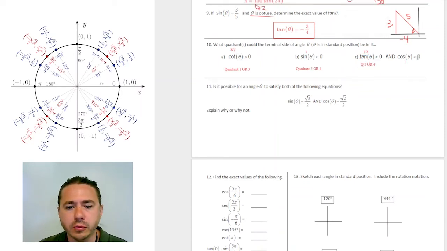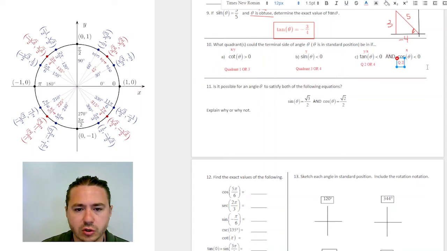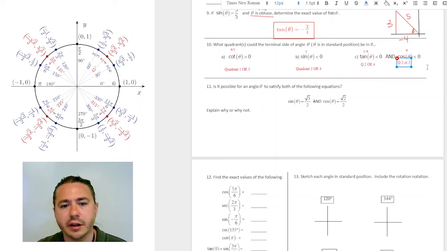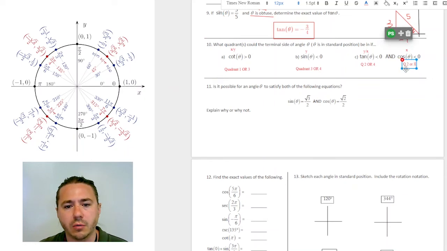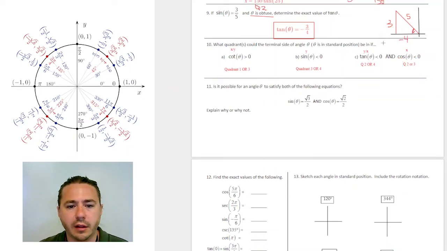And then if cosine is negative, cosine is referring to the x value, so that'll be negative in either quadrants 2 or 3. So if I use a little logic here, if this is in quadrant 2 or 4 and this one says I'm in quadrant 2 or 3, then we're in quadrant 2.